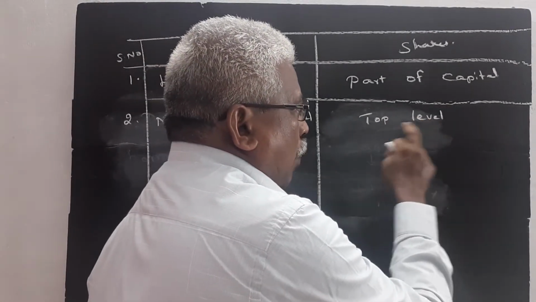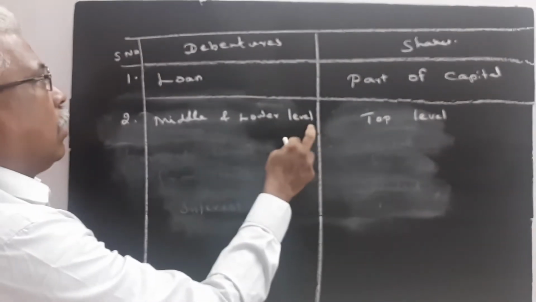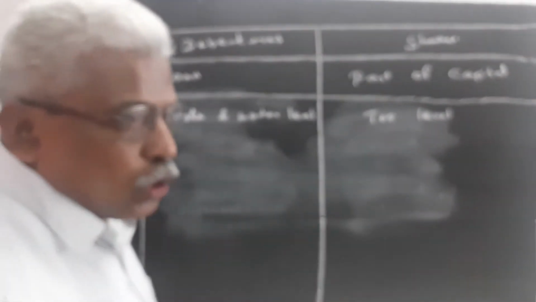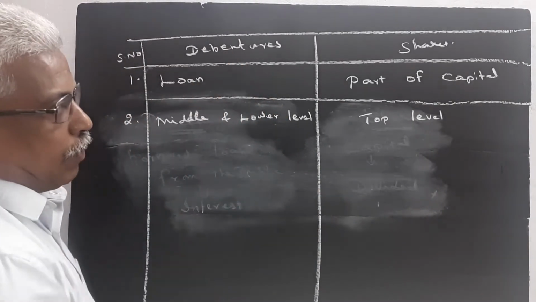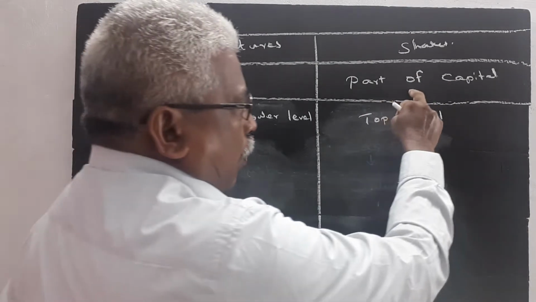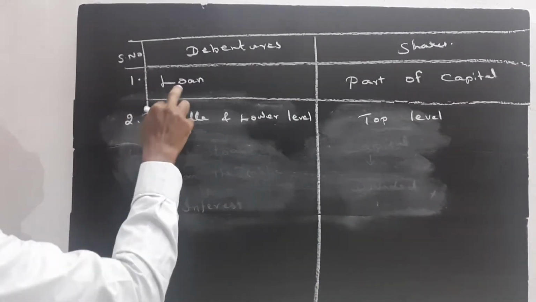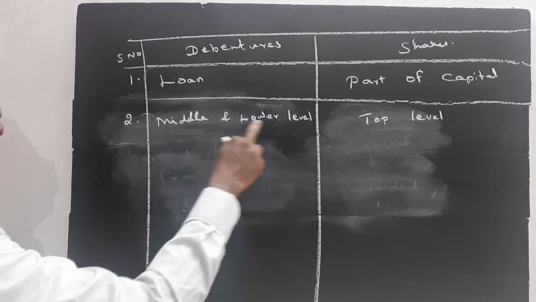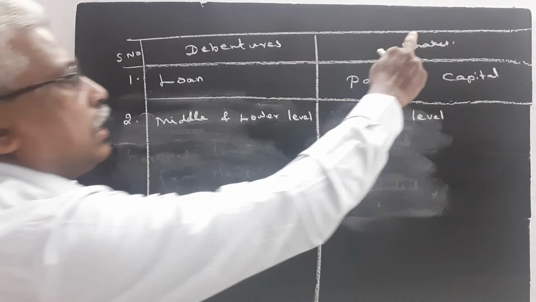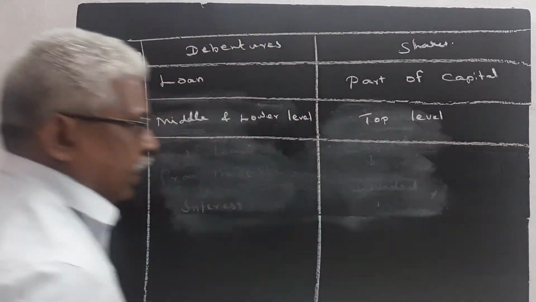Point number 2, top level. It is a middle and lower level. I explained the same 2 points once again. Debenture constitutes the loan of a company. Share is the part of capital. Then point number 2, debentures are in the middle and lower level, but the shares are in the top level. Point number 2 is also completed.